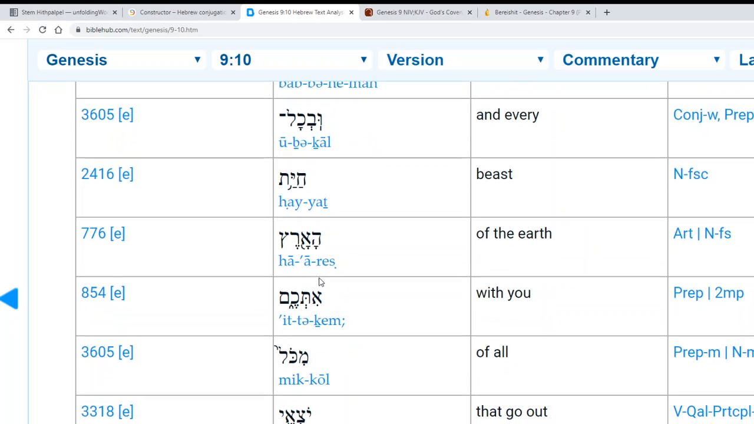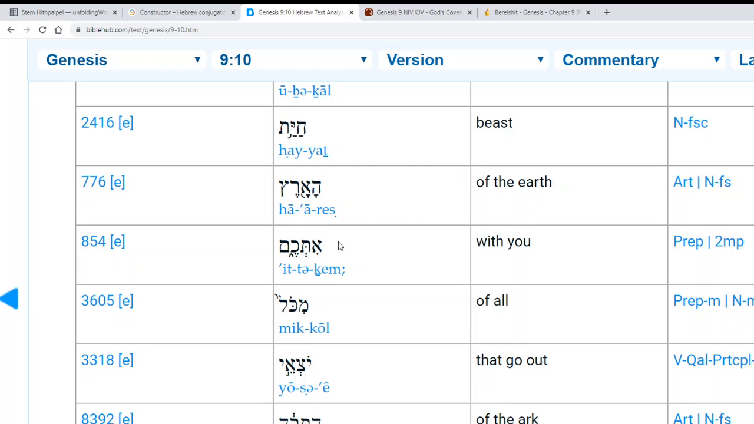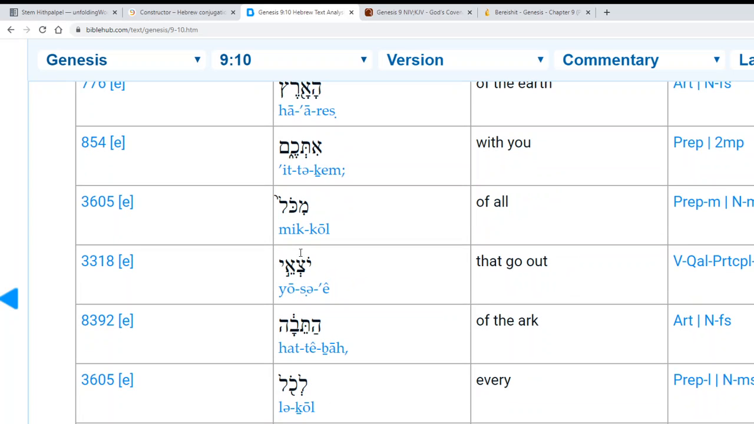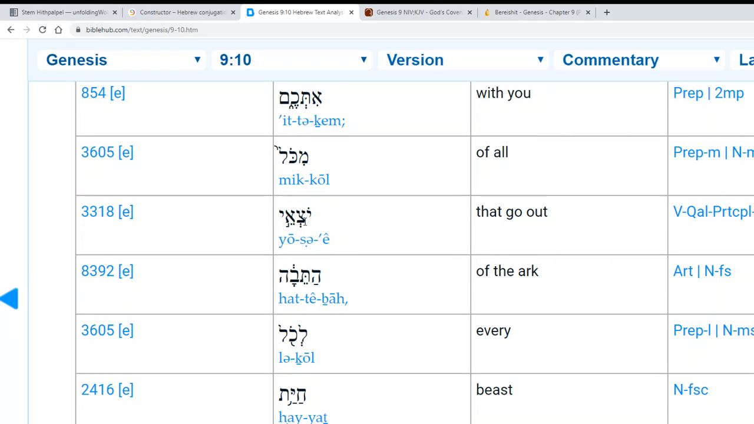So that's the article hey. Aretz is land. Chayat haaretz itchem. So the direct object marker is being used as a preposition again. Itchem, with you. Second person masculine plural. Mikol, prepositional mem. Kol meaning everything. Yotze hateva. Okay, so yot. I would say the root here is tzaddik aleph hey, but like we said, right?